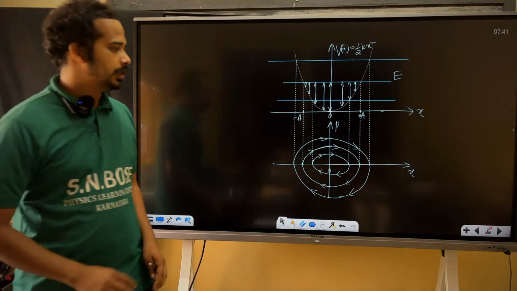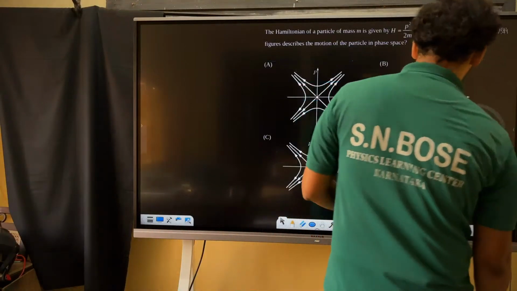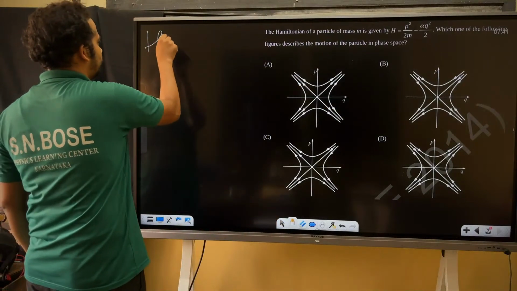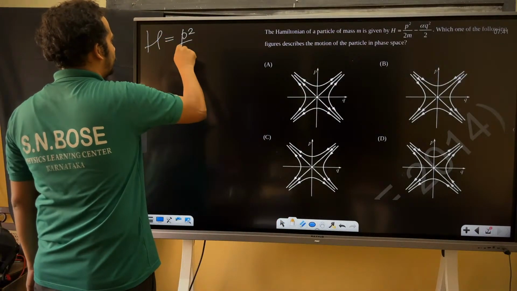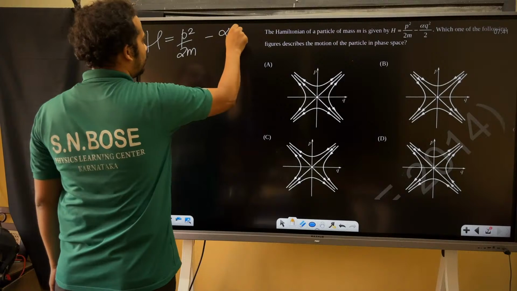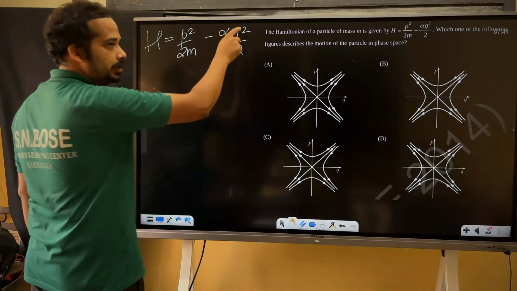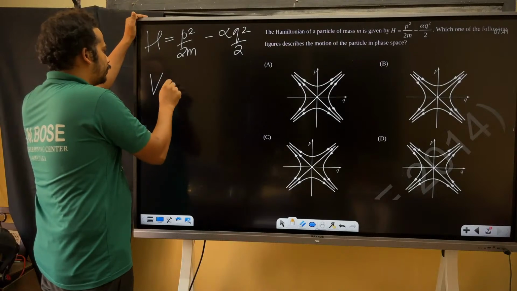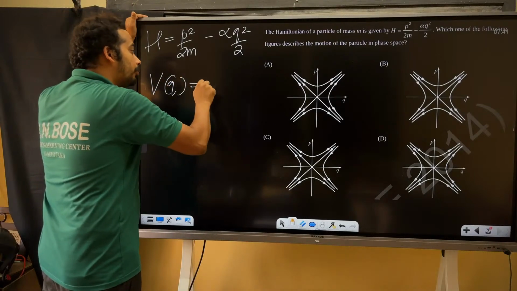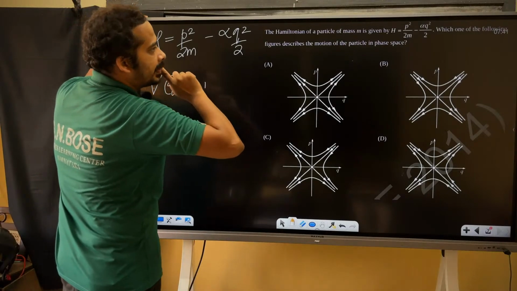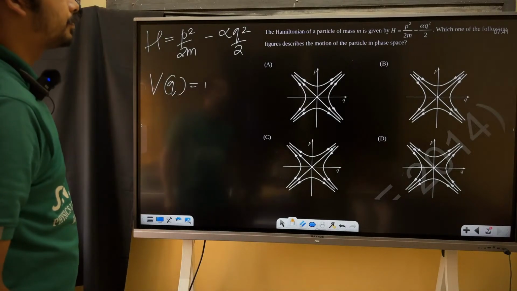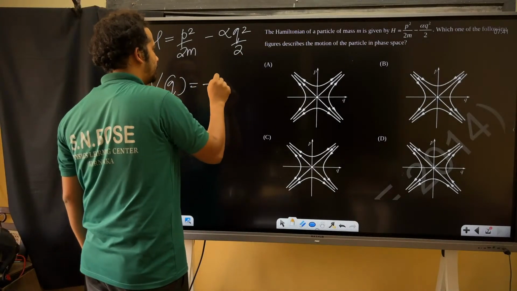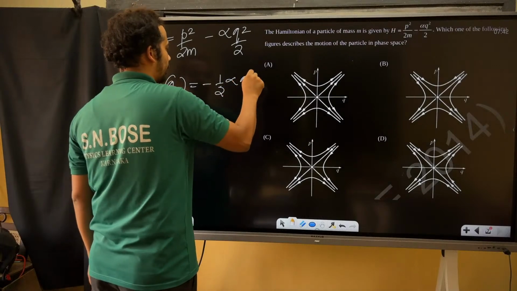If it is unbound, it will be like this. You can see here this Hamiltonian: p squared by 2m minus alpha q squared by 2. In place of x, he took q. That means V of x or V of q, what is this? It is equal to plus, so what did he write? Minus, am I right? The Hamiltonian has minus half alpha q squared.